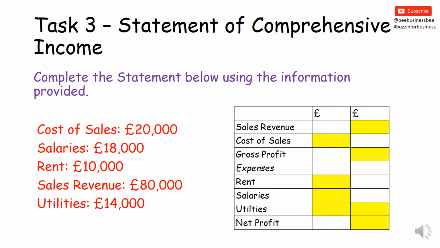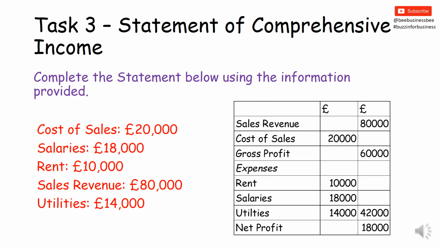So here you go, now with the labels all put into the statement of comprehensive income. All you now have to do is fill in the yellow boxes to be able to calculate the missing figures. At this point, pause the video while you do that, and then I'm going to unpause it to show you the answers.